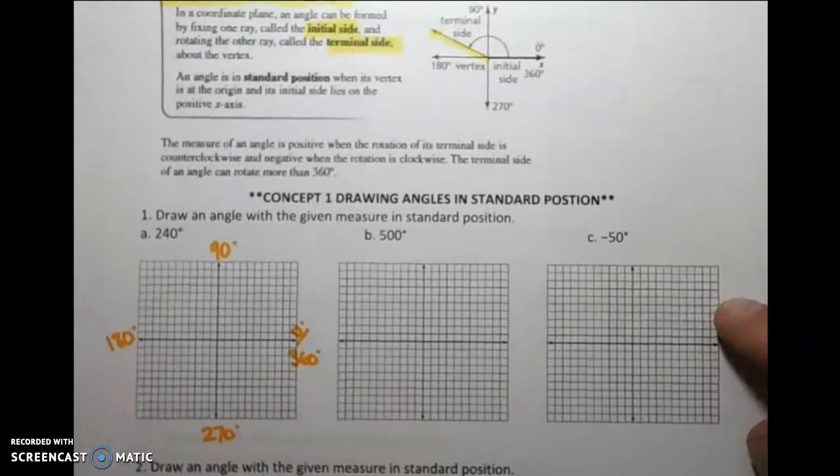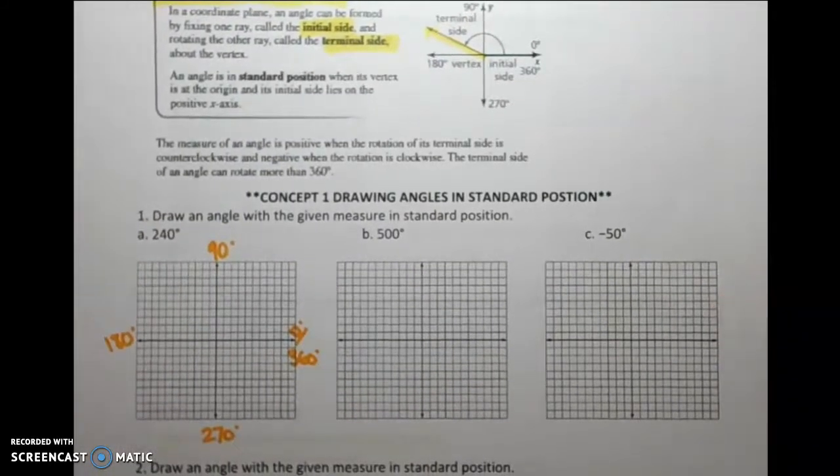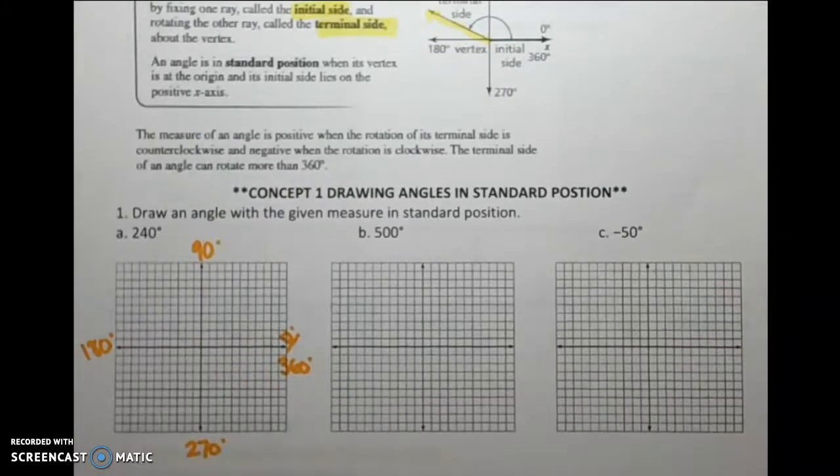Okay, I'm going to scoot this on down. Let's make it a little bigger. Okay, here we go. Concept number 1, drawing angles in standard position. Draw an angle with the given measure in standard position of 240 degrees.